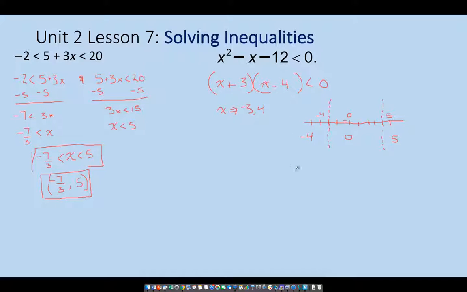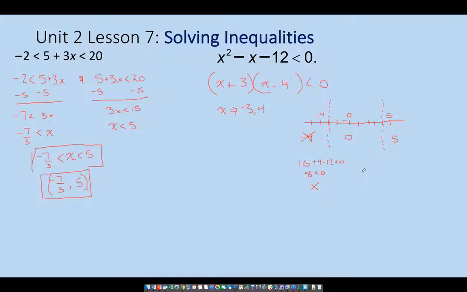It's either going to be true or false. Can't be both. So let's see, I've got negative 4 squared is positive 16, minus negative 4, so plus 4, minus 12. How is this related to 0? Well, 20 minus 12 is 8. Is 8 less than 0? Nope. So this is not part of my solution.